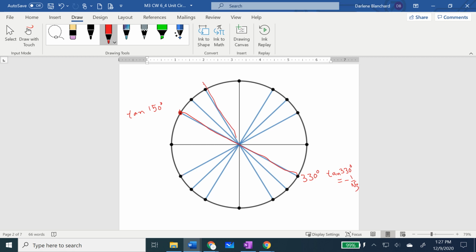Now, I want to take a look at this pair. This angle is 90 plus 30, 120. This angle is 270 plus 30, so 300. All right. At 120 degrees, the sine is root 3 over 2.